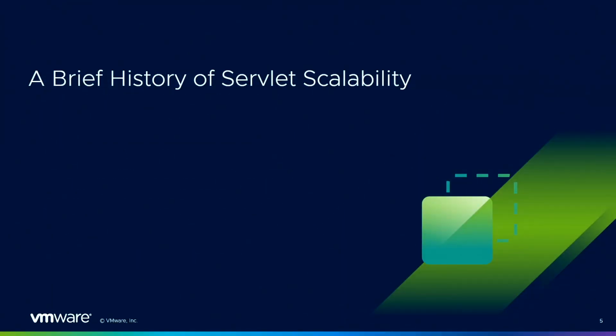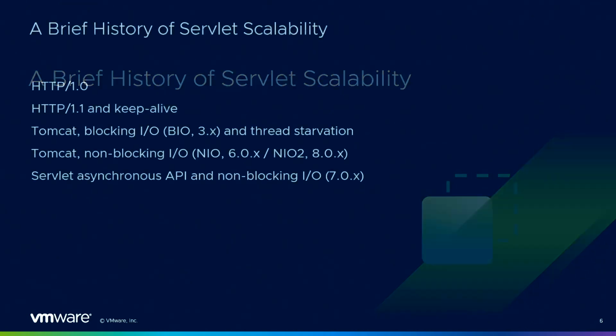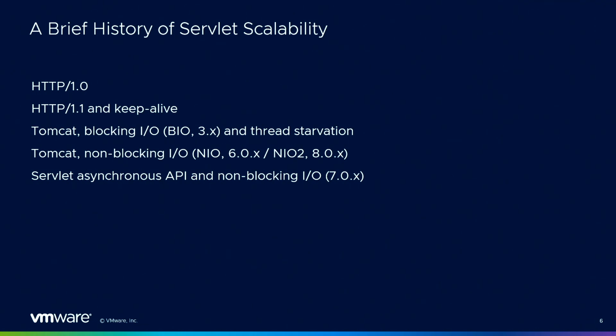Before I do that, I want to set a little bit of context, and I'm going to run through a brief history of servlet scalability. We'll start back in the days of HTTP 1.0 before I was involved in Tomcat, and then go through each of the sort of significant changes there have been in scalability since then.